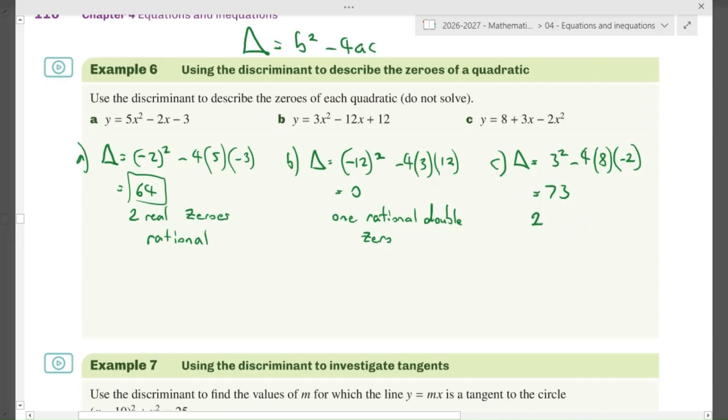So I'm going to say irrational real zeros. It's real because it's positive, which we've already talked about, but because it's not a square number, it is irrational. All right? That should be pretty good.